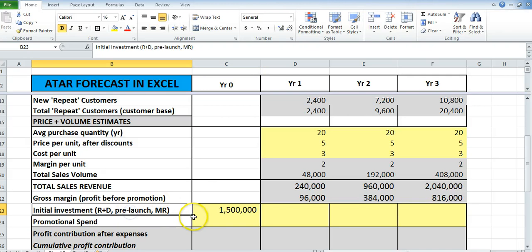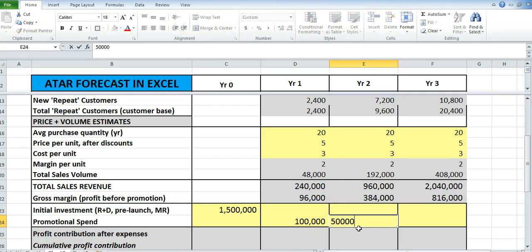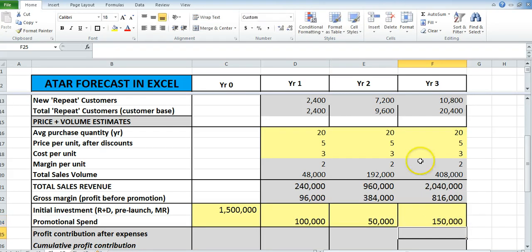So the development of the cost of the product, setup of the manufacturing, any market research, any initial promotional spend, etc. Okay, and then what are we going to spend on promotion each year? Let's say we start with a reasonable launch, and then second year we're a bit quieter, and then third year we've got some more money coming in so we can increase it. So that might be a pattern.